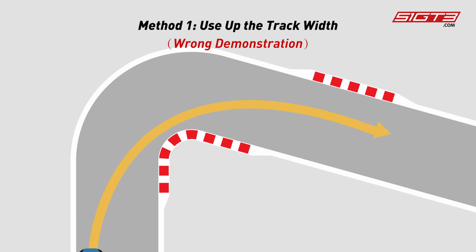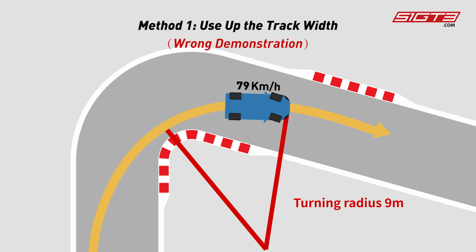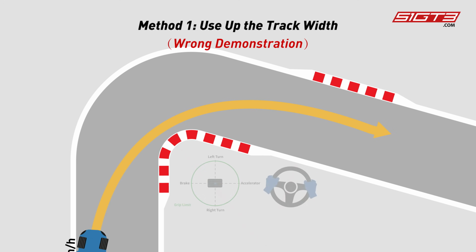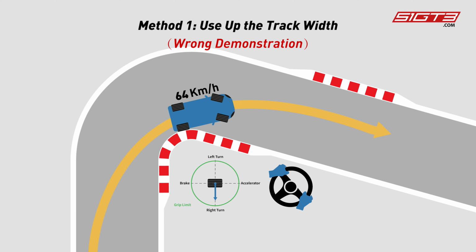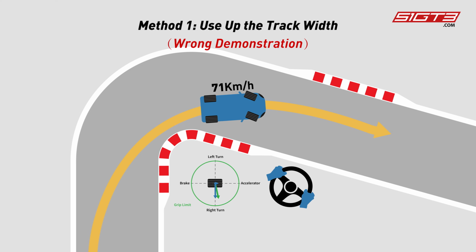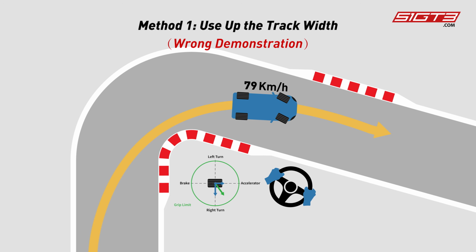If you don't use up the width of the track, the turning radius becomes smaller. The car will then steer more through the corner and exit later. More tire grip is used to steer and less to accelerate, and the car can't get top speed at the corner exit.